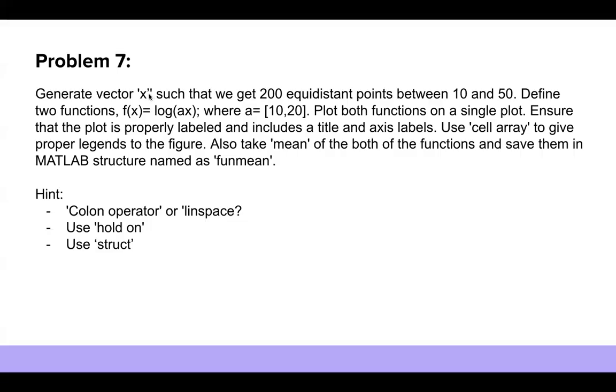So here you need to generate x values with 200 equidistant points between 10 and 50. Okay, and f is log of ax, where a is 10 and 20. You need to plot both functions in a single plot. Ensure that the plot is properly labeled, including titles and axes. You can use a cell array to give proper legends. That is fine. Also calculate the mean of both functions. I'll just show you the code right now.